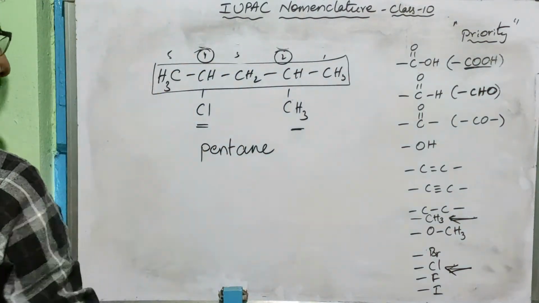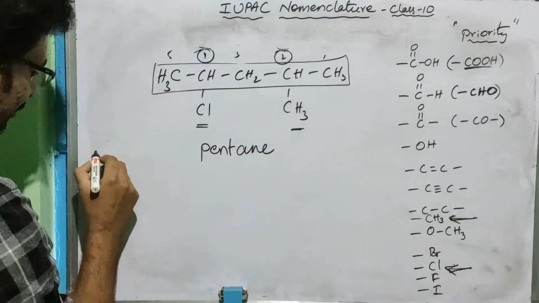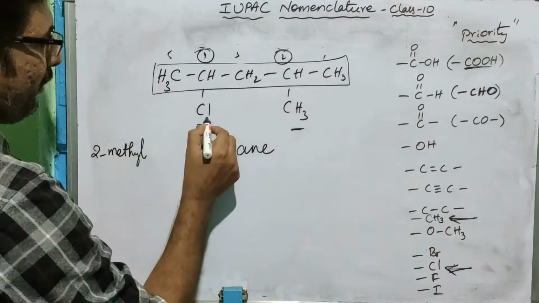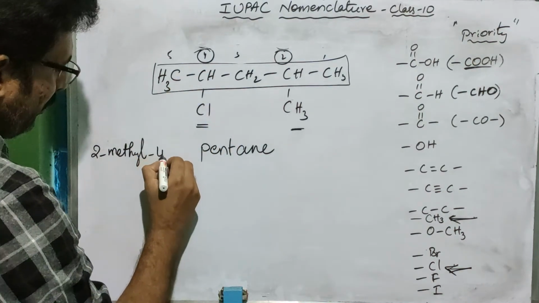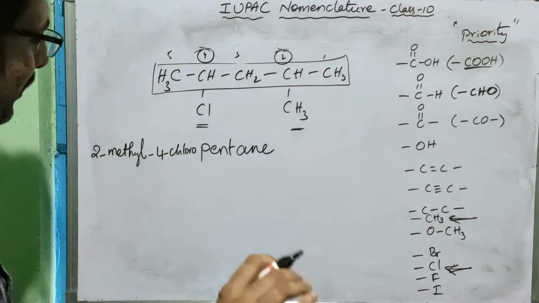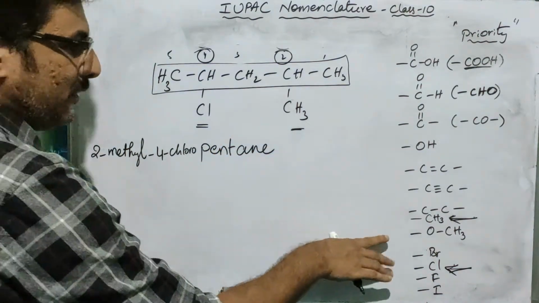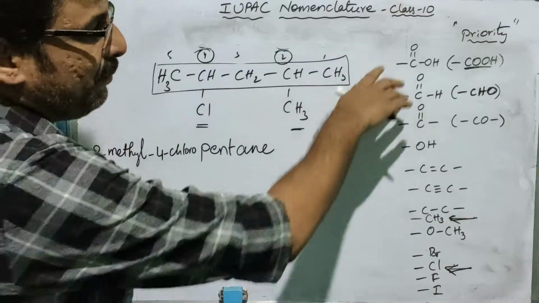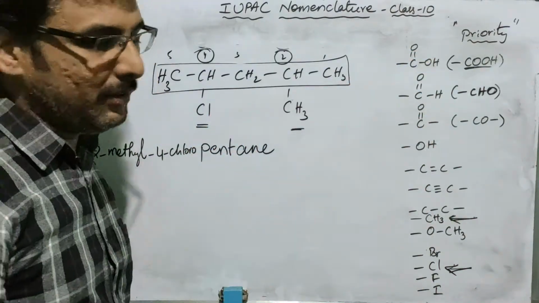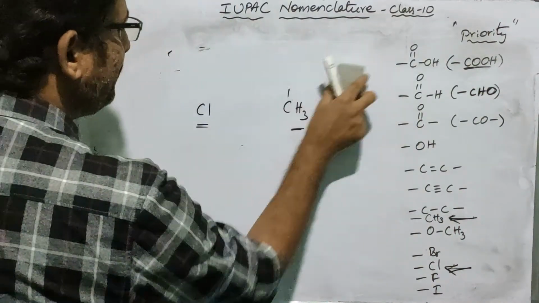So in this case, the position of the methyl group is on the second carbon. So this will be 2 methyl, and chlorine is on the 4th carbon. So 4 chloropentane. So this will be 2 methyl 4 chloropentane. Whichever is placed higher in the preferential order should be given the least number. Let's see another example.